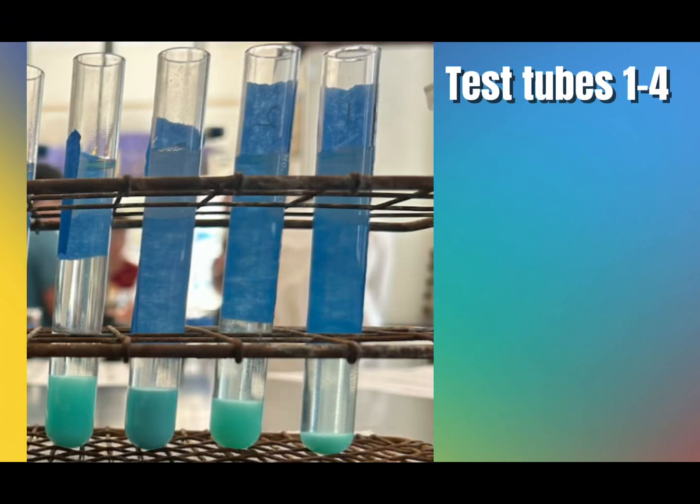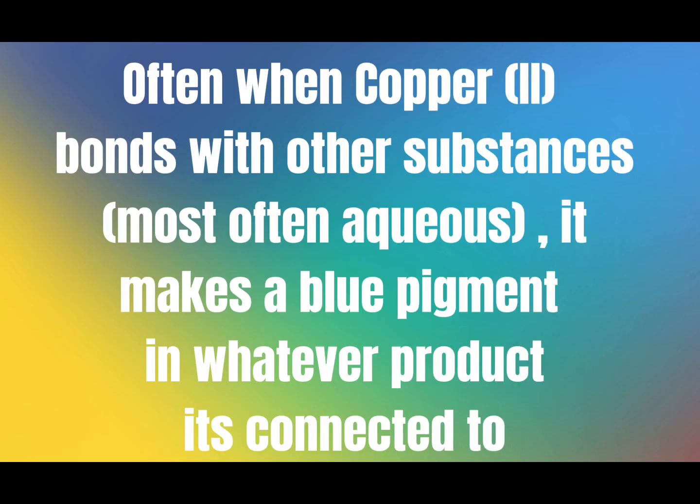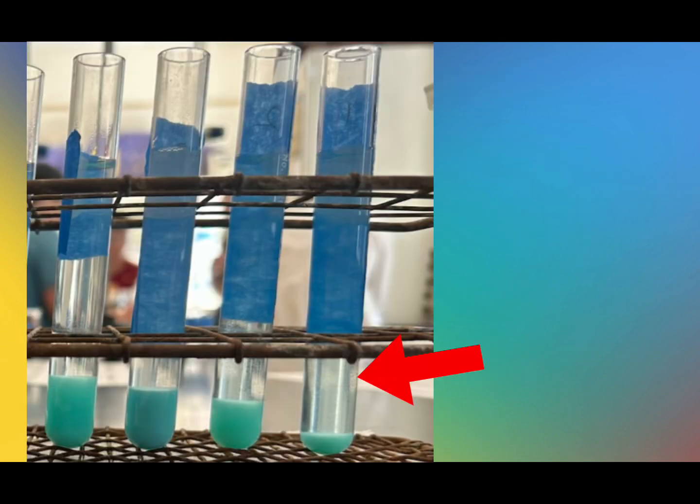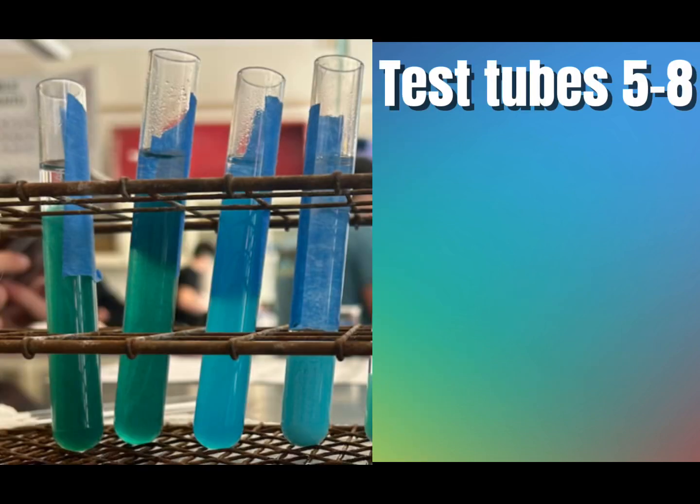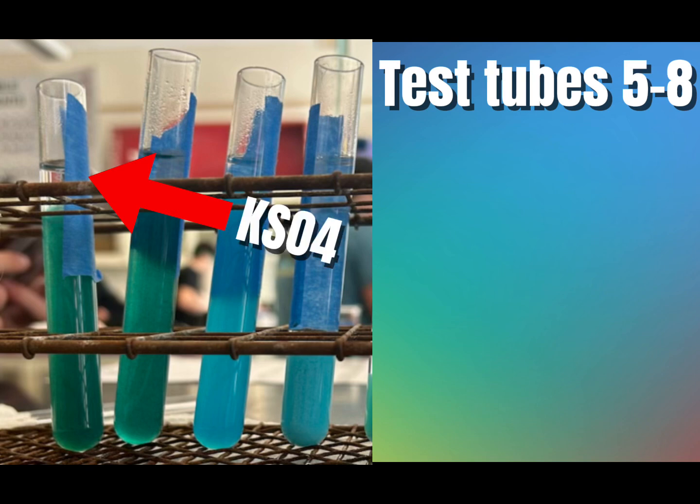In test tubes 1 through 4, we viewed the precipitate as a light blue powdery substance that we determined to be Cu(OH)2 because of the copper that made the substance blue. The clear liquid with a slight blue tint that sat on top was the K2SO4 and the leftover CuSO4. In test tubes 5 through 8, there was a bluish, greenish precipitate with a completely clear liquid on top that is from the K2SO4.